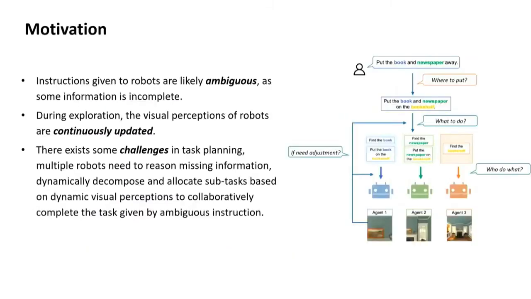In human-robot collaboration scenarios, instructions given to robots are likely ambiguous, as humans always omit some information in instructions. Meanwhile, the visual perceptions of robots are updated continuously. In the task planning process, multiple robots need to reason the missing information, dynamically decompose and allocate subtasks based on their visual observations to complete the task collaboratively. So we want to tackle these challenges in this paper.